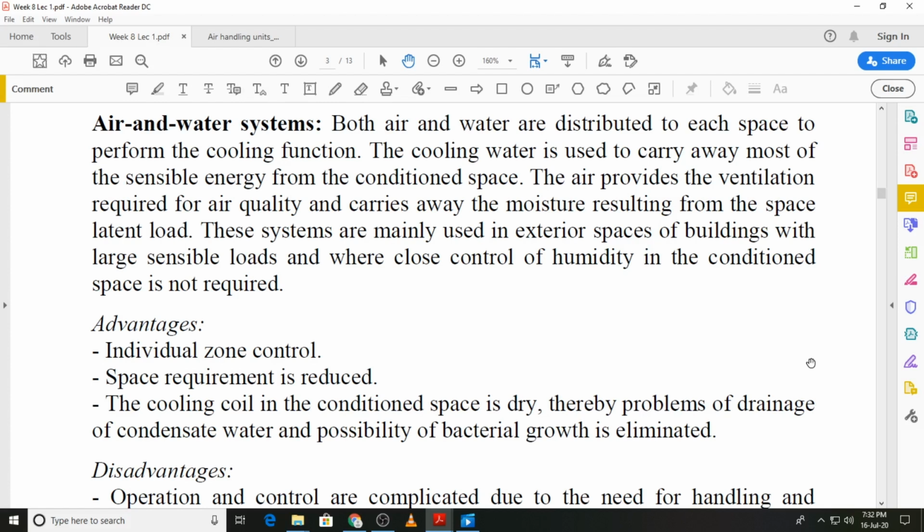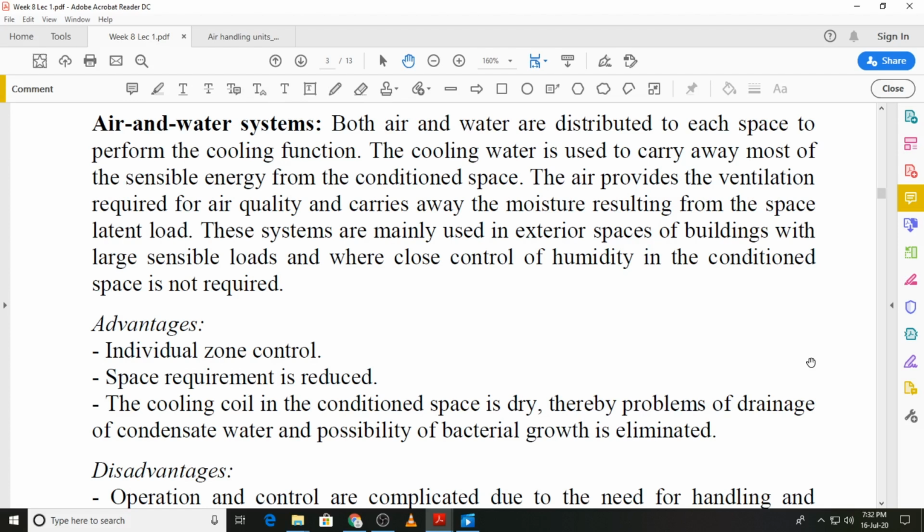These are systems which work best for what is known as perimeter applications. That means in the exterior spaces of buildings with large sensible loads, and where the control of humidity is not required very closely. The advantage, of course, is that you can control individual zones by varying both the air and water flow rates or temperatures.